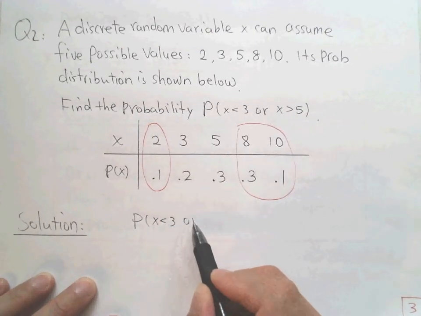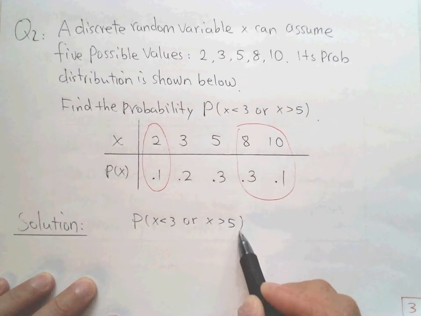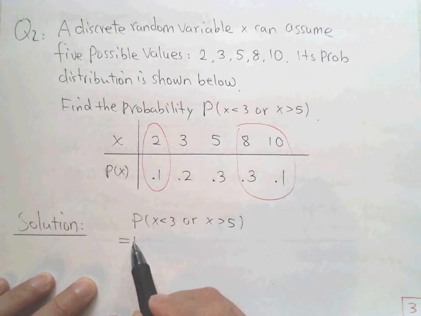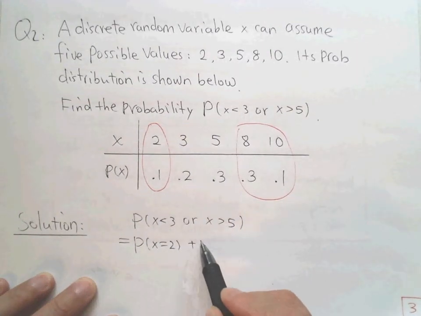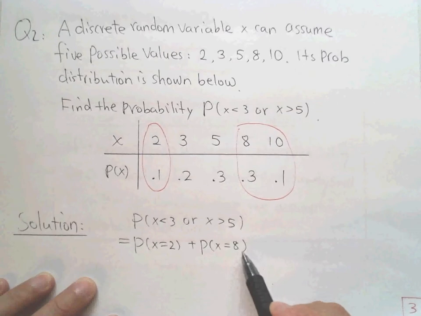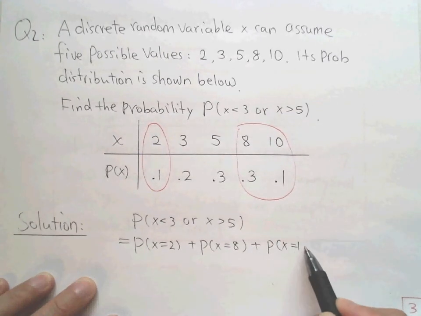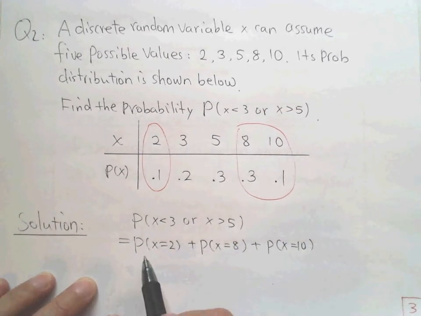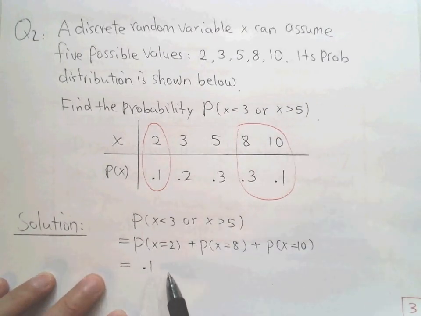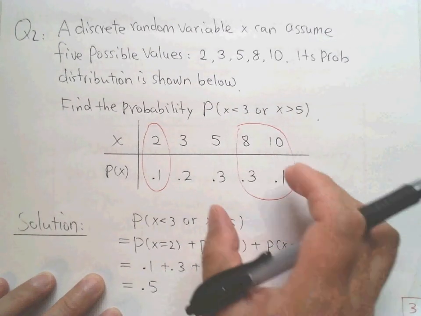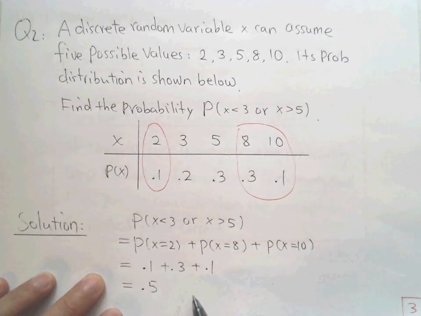The question asks for x less than 3 or x greater than 5. We have exactly 3 cases: x equals 2, or x equals 8, or x equals 10. We add them together because they are disjoint events. The probabilities are 0.1, 0.3, and 0.1 again. Adding them together gives 0.5, which means 50%. This is done.